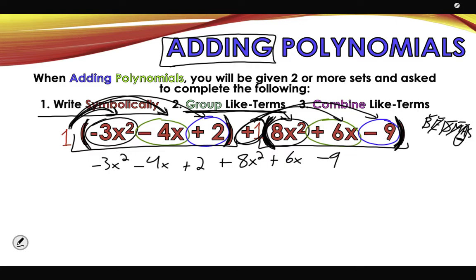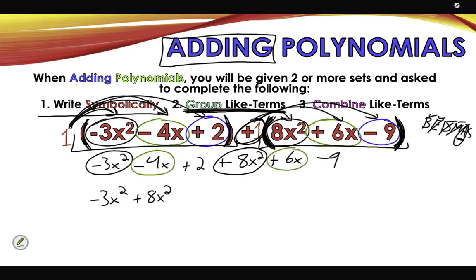Except I haven't actually grouped my like terms yet. So before I start adding them, I'm just going to change the order that I've written this in. And what I mean by that is these two are like terms. So I'm going to actually write them together. And then I have these two are also like terms. And these two are also like terms.